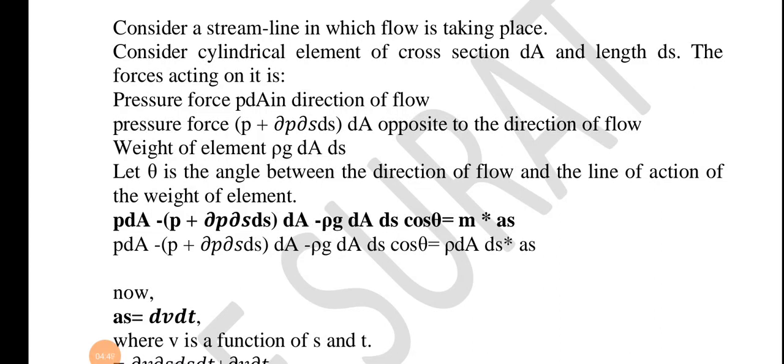Now here we can write mass equal to density into volume, rho equal to m by v. So we write it in terms of mass: m equal to rho into dA into ds. So mass into acceleration is rho into dA into ds into acceleration. Okay, so this equation will be P into dA minus P plus del P by del s into ds into dA minus rho g dA ds cos theta equal to rho dA ds into as.